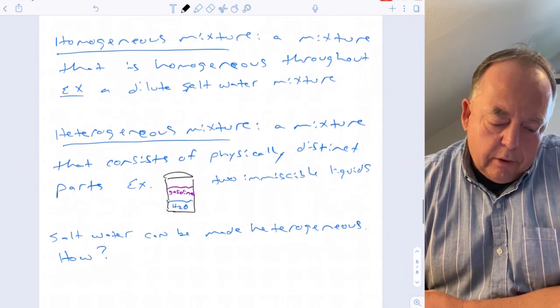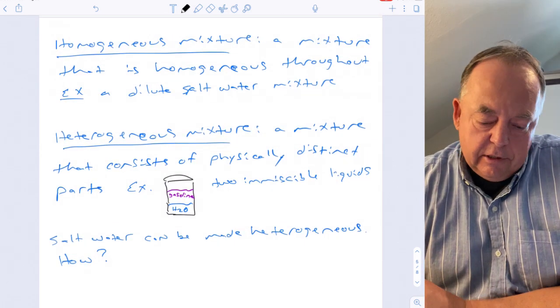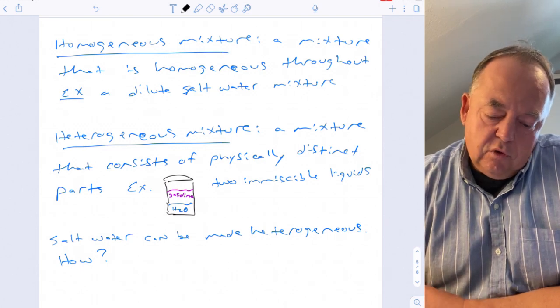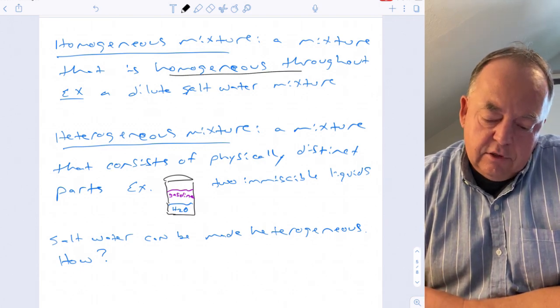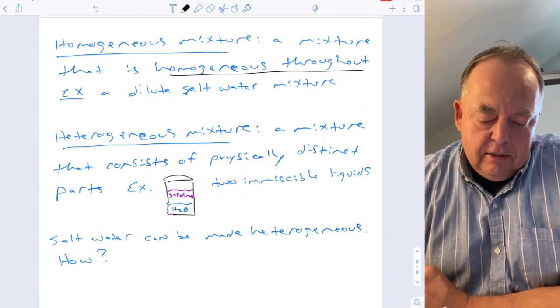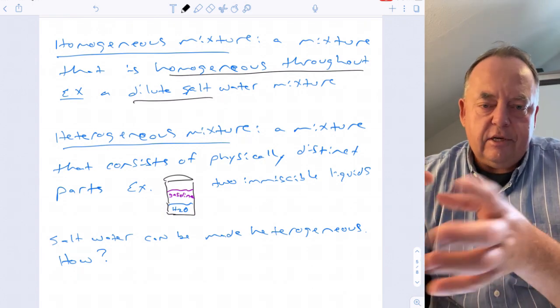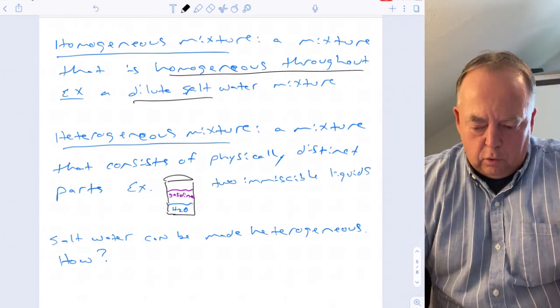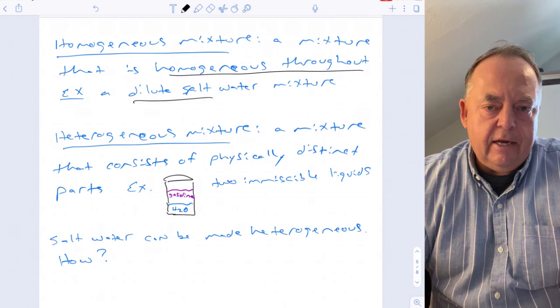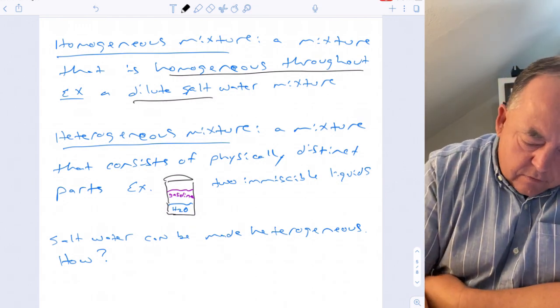So of course we know what a mixture is. What's the difference between a homogeneous and a heterogeneous mixture? A homogeneous mixture is one that is homogeneous throughout. An example would be salt water. If you take a little bit of table salt and sprinkle it into water, it's going to dissolve, and of course it still looks like water. You can't tell that you've done anything because it's uniform.